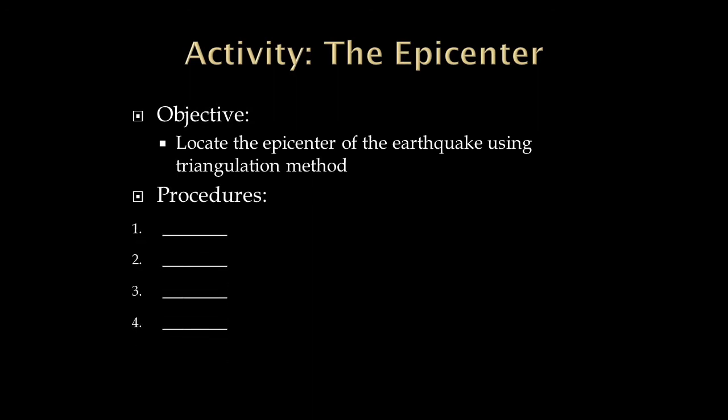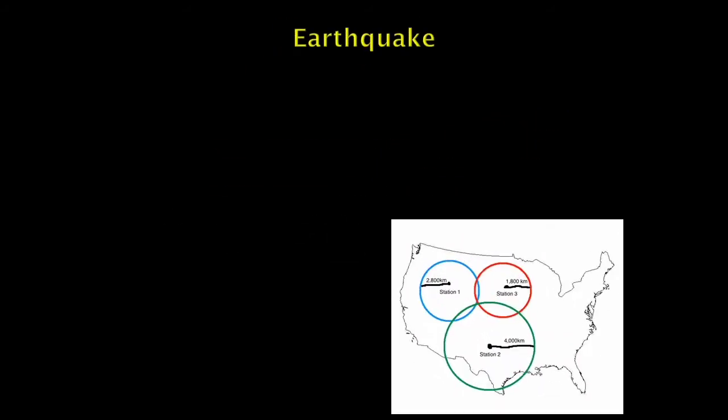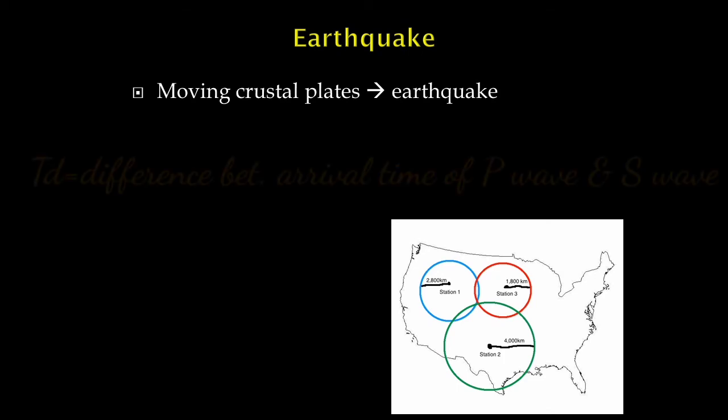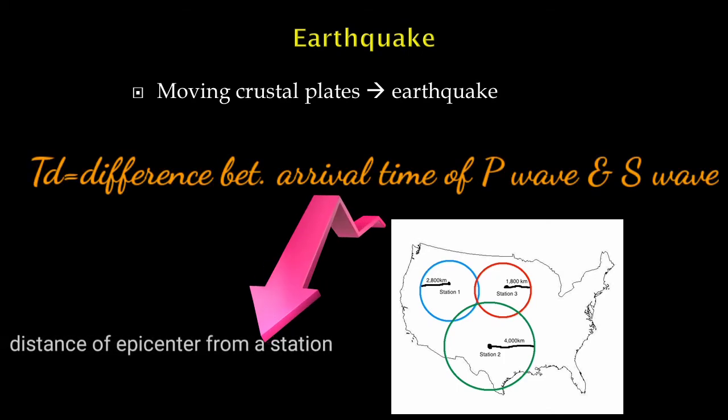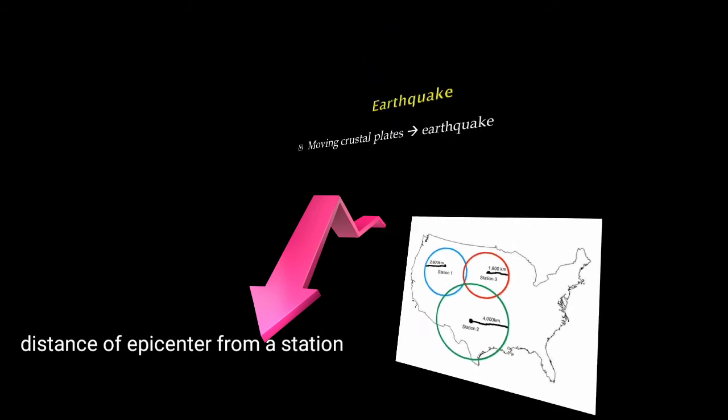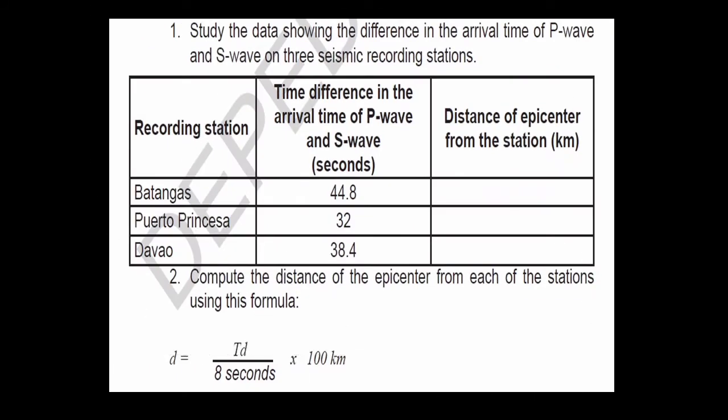Only you need to follow correctly the procedures there. This is what you're gonna do in the activity. If you are given a map, you need only to apply the so-called triangulation method, wherein you will apply that in 3 seismic stations. Using ruler, compass, pencil, you will apply the said method. And with the use of the time difference or the lag time between the arrival time of P wave and S wave, you will compute for the distance of the epicenter from the station.